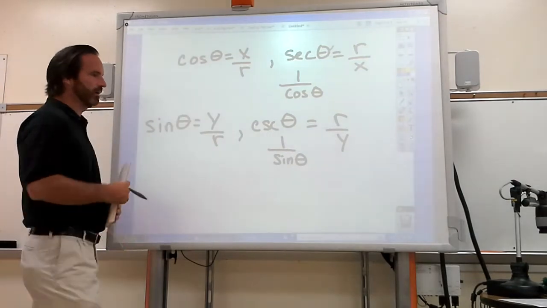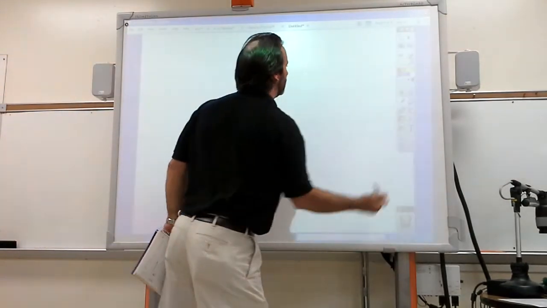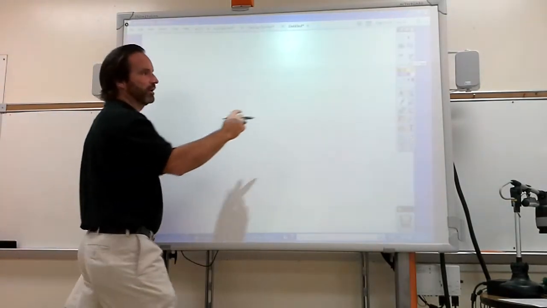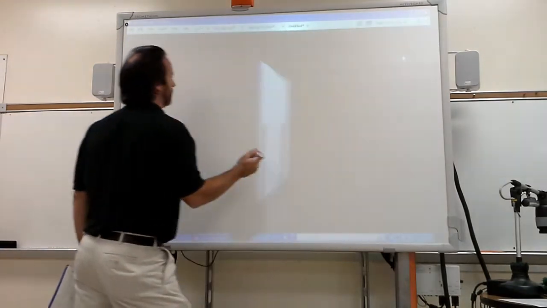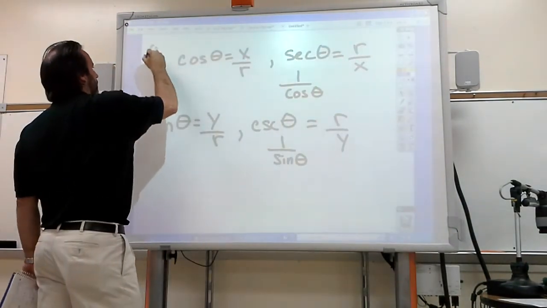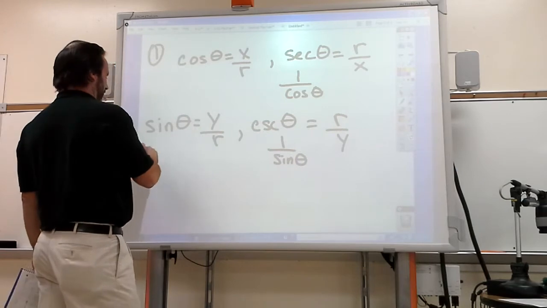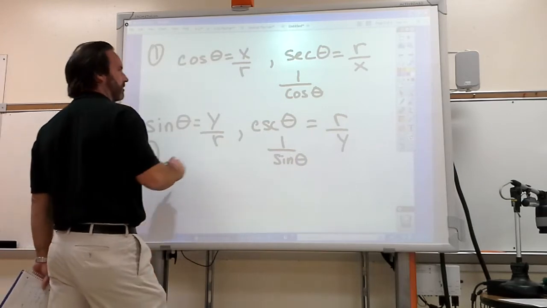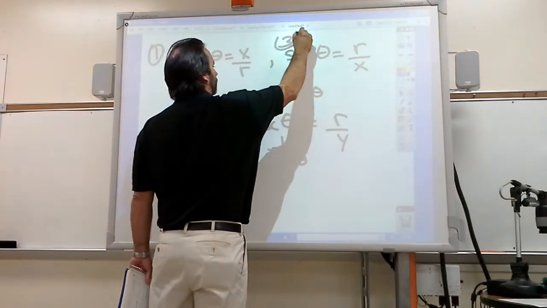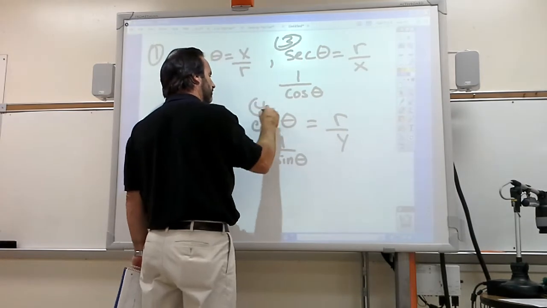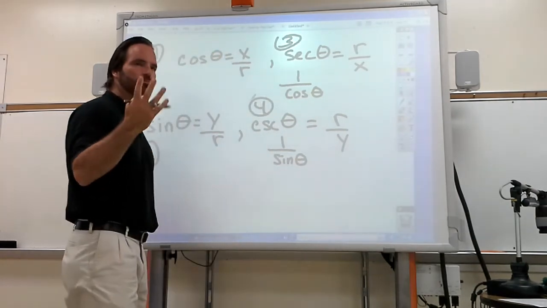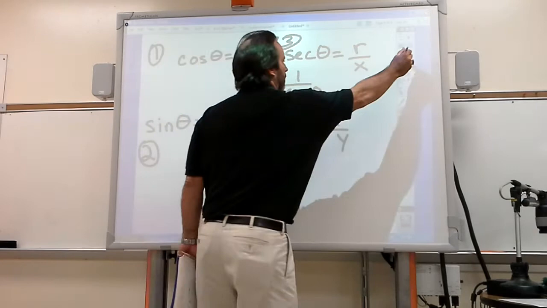Now let's do the last one. I'm going to make a new page so you can see it. Those are 4 trig identities right here. Okay? So let me go back and number them. 1, 2, secant 3, 4, cosecant. There's 4. We got 2 more. Tangent and cotangent.